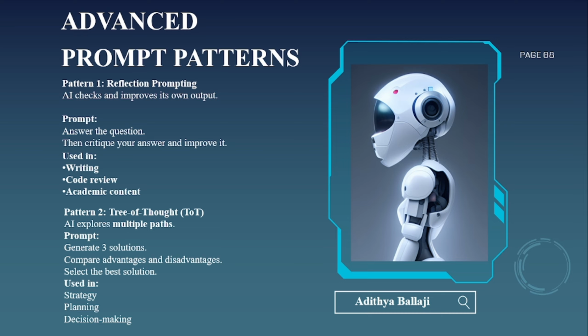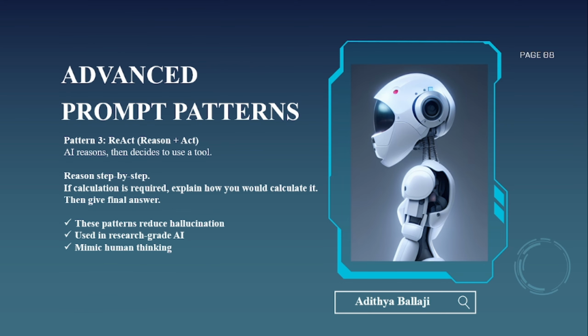The next pattern is tree of thoughts, where AI explores multiple paths. "Generate three solutions, compare the advantages and disadvantages, select the best solution." So I will give it a task and tell it to generate three solutions, compare the advantages and disadvantages, and give me the best solution. Mainly it is used in business or marketing for strategy planning or decision making.